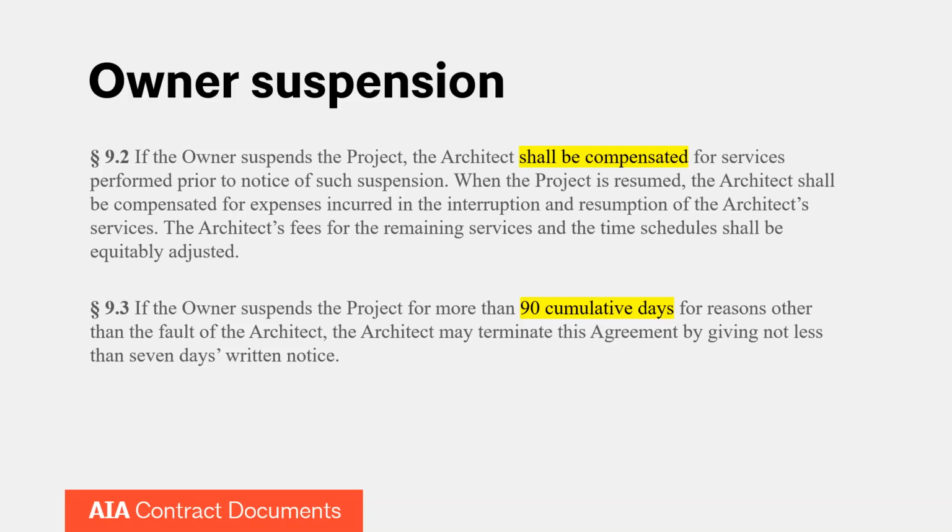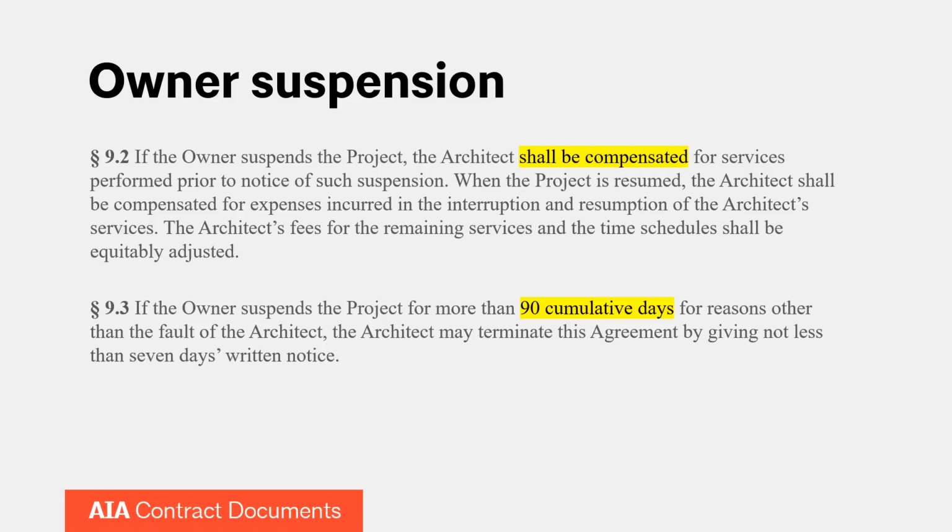So going back to the text of this slide, under 9.2, the architect is compensated for costs associated with the suspension. In this scenario, architects are compensated for the work they've performed, as well as expenses incurred in the interruption and resumption of architect services. So sort of thought of similarly to demobilization and remobilization, so to speak, for the architect.